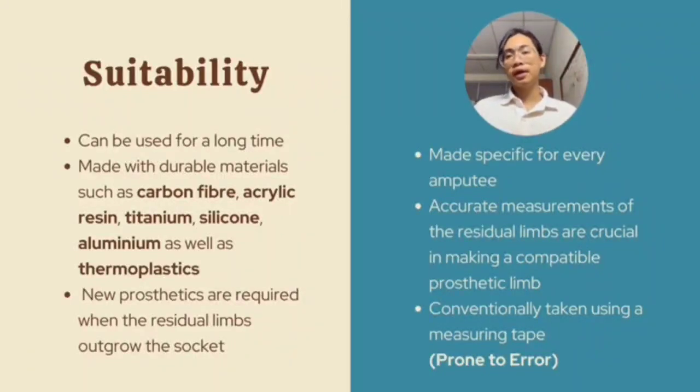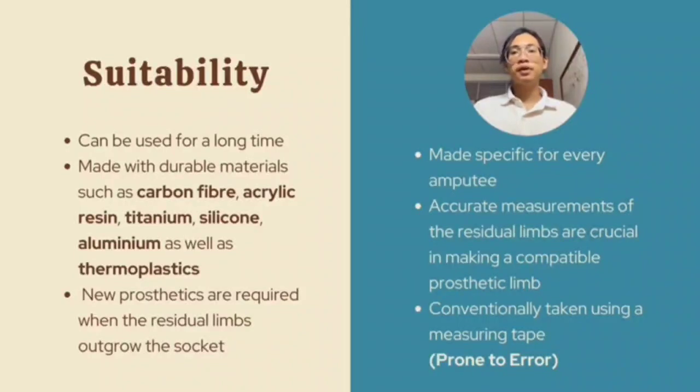Although the prosthetic legs can last very long, most amputees need to obtain new ones as they grow. This is because the residual limbs might outgrow the socket of the prosthesis, and this might endanger their safety. Next, the lower limb prosthesis is always made specific for every amputee.